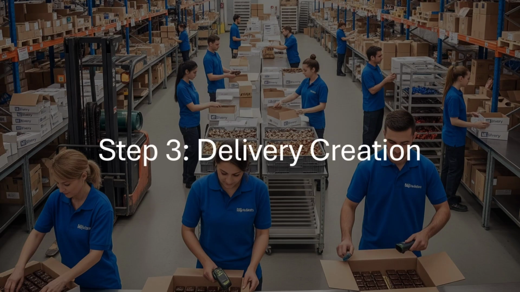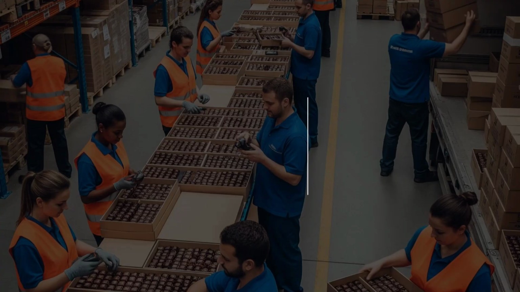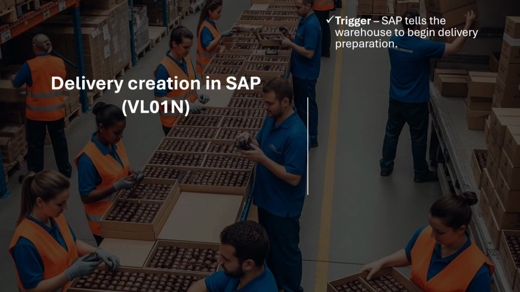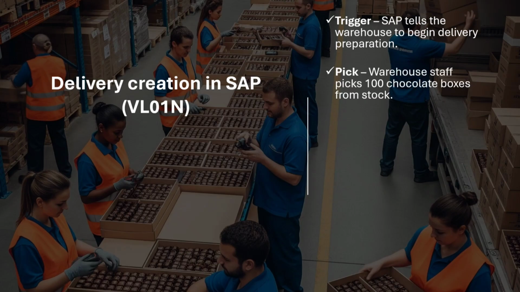Once the availability is confirmed, SAP triggers the warehouse for the creation of the delivery. So the delivery is created in SAP using the transaction VL01N. Once the delivery document is created, SAP tells the warehouse to begin the delivery preparations.